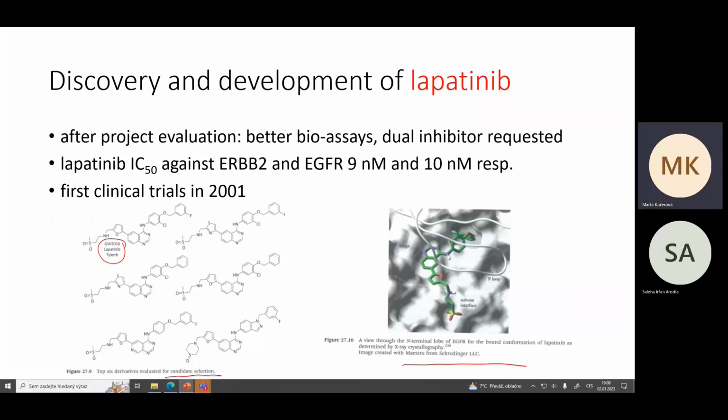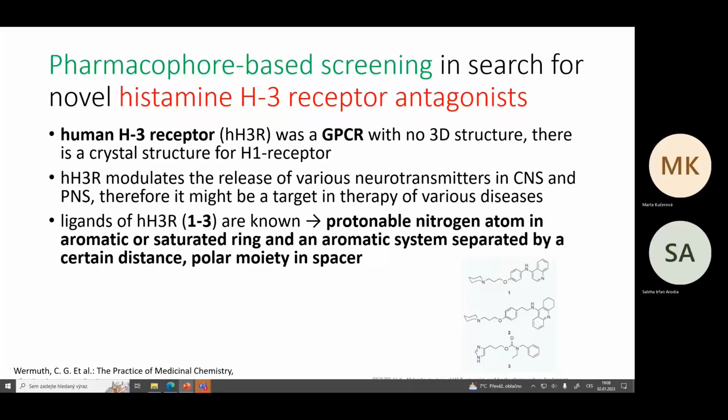So lapatinib was the successful compound. I would like to talk now about pharmacophore-based screening. Pharmacophore modeling is also a very often used method apart from molecular docking. It is more high throughput. I mean, in shorter time, we are able to screen huge compound databases to see if they are suitable or not.